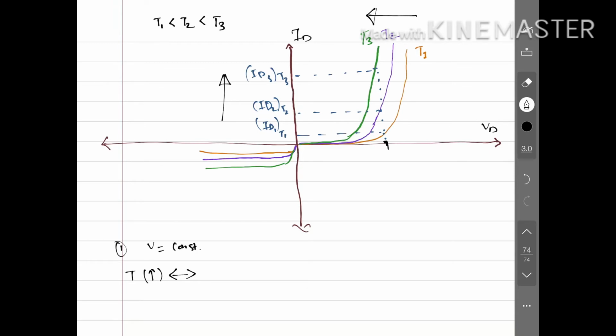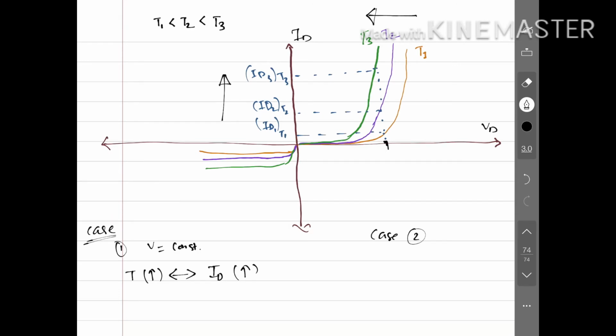So here you can see that as we increase the temperature, the current also increases. As we increase the temperature, the diode current ID also increases. So this is our important case number 1, when voltage is constant. Now let me take case 2.